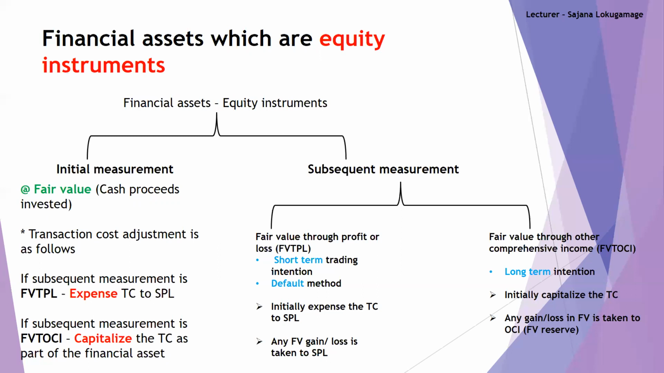Financial assets which are equity instruments: for example, you go to a company and invest in its ordinary share capital. For you, it's an investment, so it's a financial asset. It's an equity instrument because it is shares. Now let's talk about how to measure it: initial measurement and subsequent measurement.